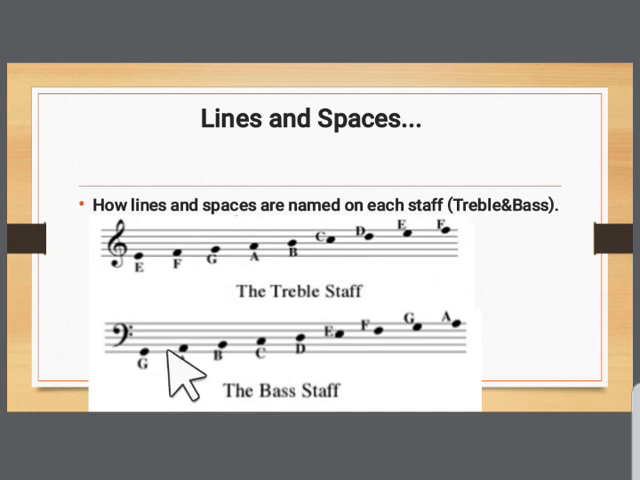Okay. And on the bass clef, the first line is G. Then the first space above the first line is A, then B, then C, D, E, F, G, A. So when you remember that the first line for the bass staff is G, you know that it will continue with A, B, C, D, E, F, G, and it will get back to A. It will continue just like that.